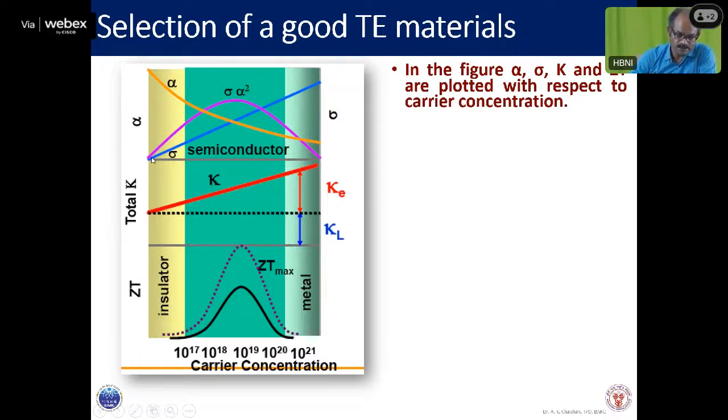So this is the conductivity. It is sigma, not alpha. You can see sigma is increasing linearly as the concentration is increasing, and the value of alpha, the Seebeck coefficient, is decreasing as the number of electrons is increasing.